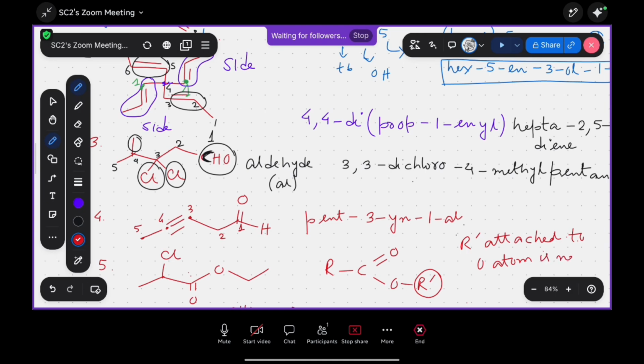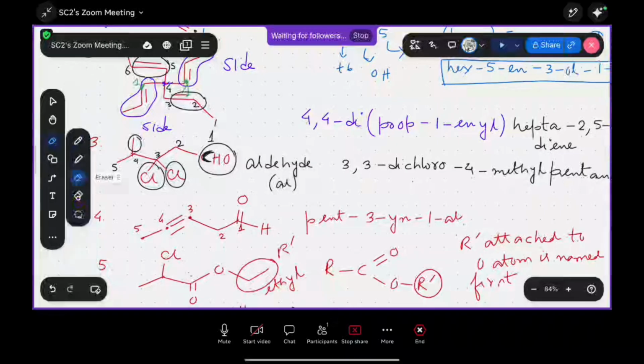is named first, followed by the other group. So obviously, the alkyl group R dash, here R dash is this one. And what is this alkyl group? This is ethyl. So obviously the ethyl will be named first. According to the IUPAC rule, whenever you write the nomenclature for an ester, the alkyl group attached to the oxygen atom is named first. So in this example, this is ethyl.